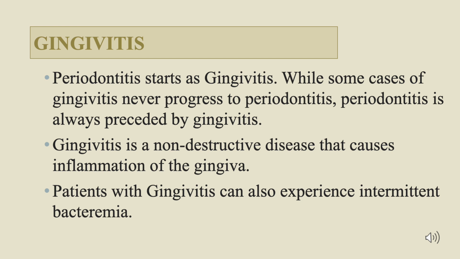Gingivitis. Periodontitis starts as gingivitis. While some cases of gingivitis never progress to periodontitis, periodontitis is always preceded by gingivitis. Gingivitis is a non-destructive disease that causes inflammation of the gingiva. Patients with gingivitis can also experience intermittent bacteremia.